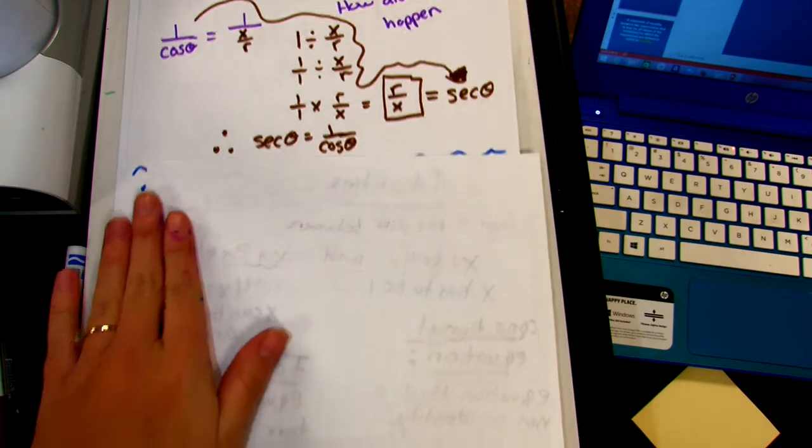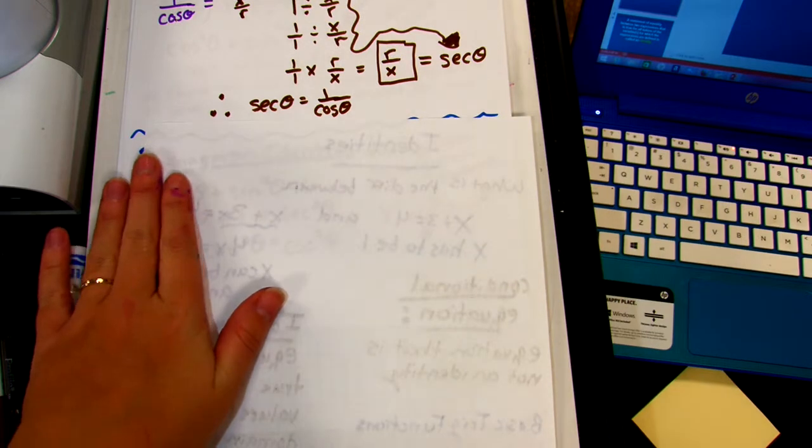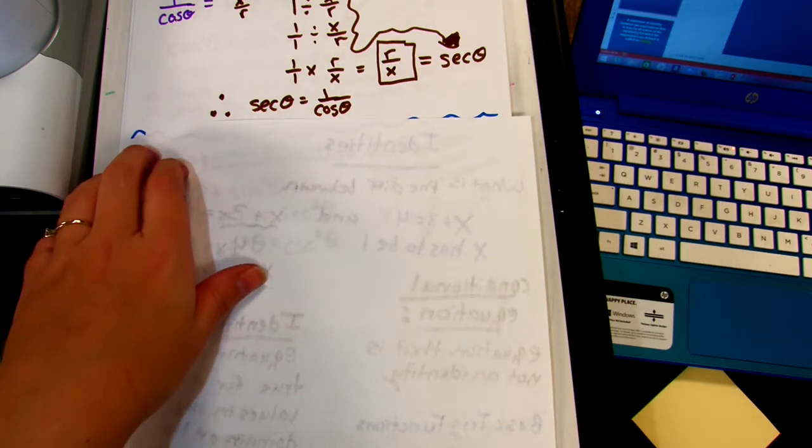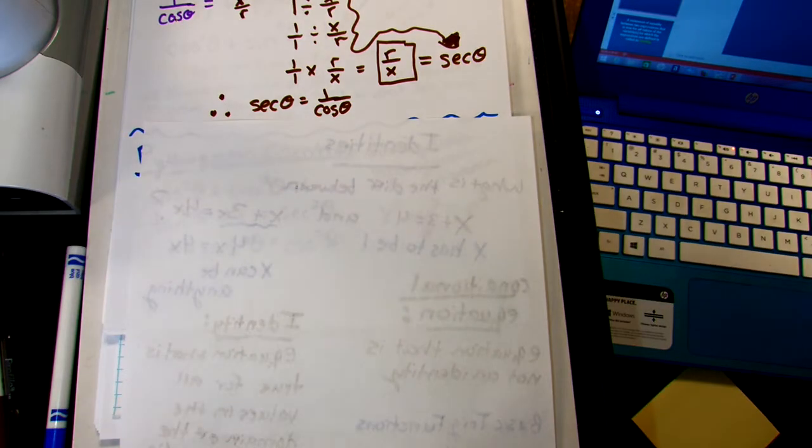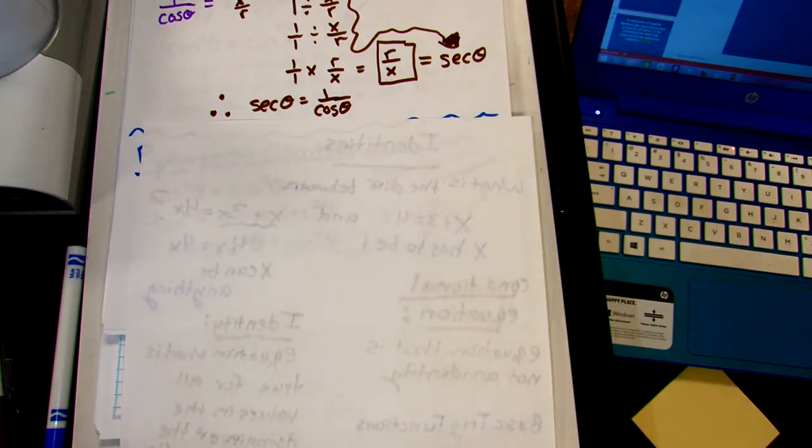All right, so final statement: therefore, secant theta is equal to 1 over cosine theta. It's important to know that once you prove it, you can use the symmetric property of equality, which says that 1 over cosine is equal to secant. So you can flip them back and forth.